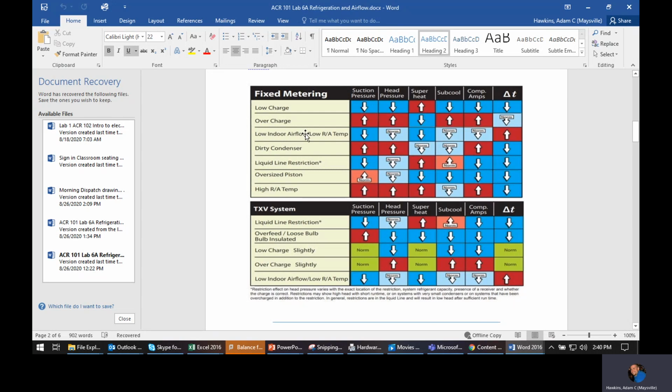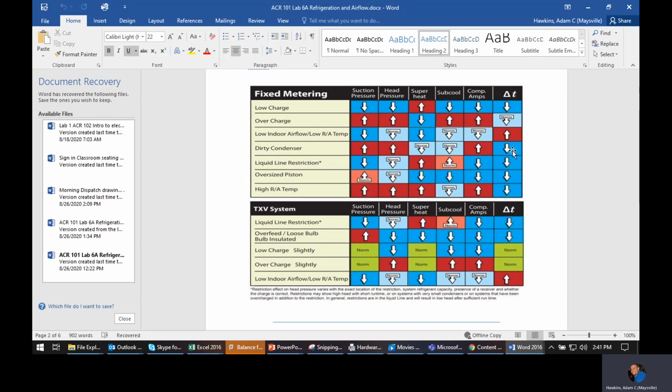Let's see, low indoor airflow or low return air temp. Low indoor airflow would be a dirty filter or dirty evaporator coil. No indoor airflow would be loss of a fan, so your blower kicks out. Oh, by the way, a dirty condenser is going to cause your delta to go down. Why is your delta going to go down? Because now you can't remove the heat you wanted to remove. So, instead of a 15 to 22 degree delta, you may have 12.